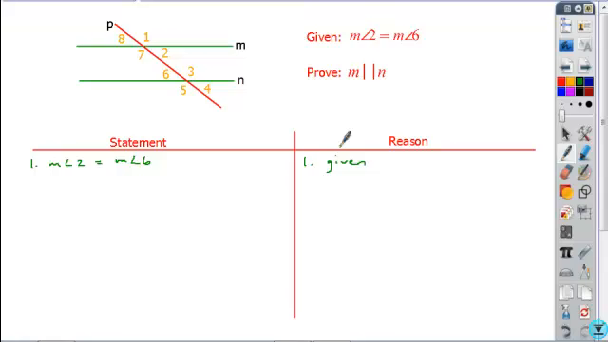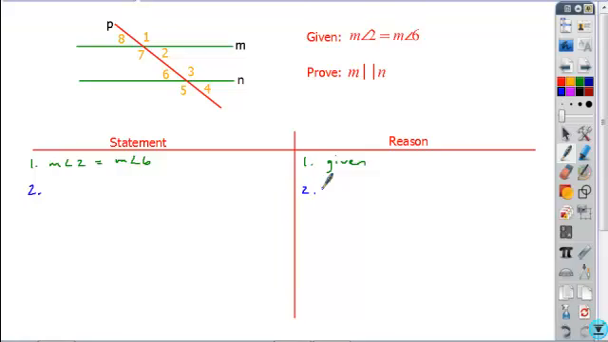Okay, so let's see, is it true that if alternate interior angles are equal to each other, that is enough to show that the lines themselves are parallel? Right now, the only way that we have to prove lines are parallel is SSI, the same side interior angles are supplementary.